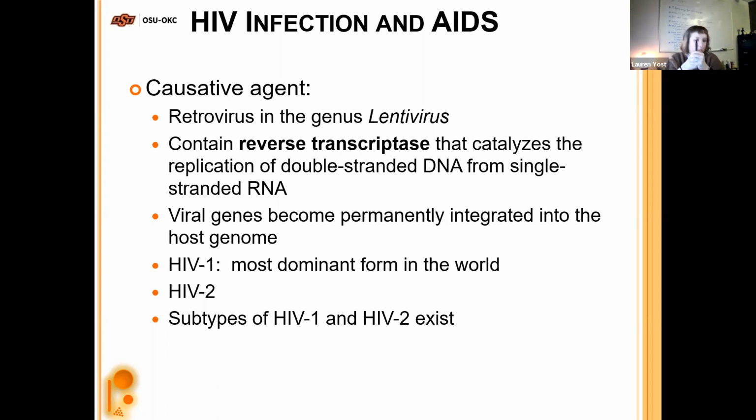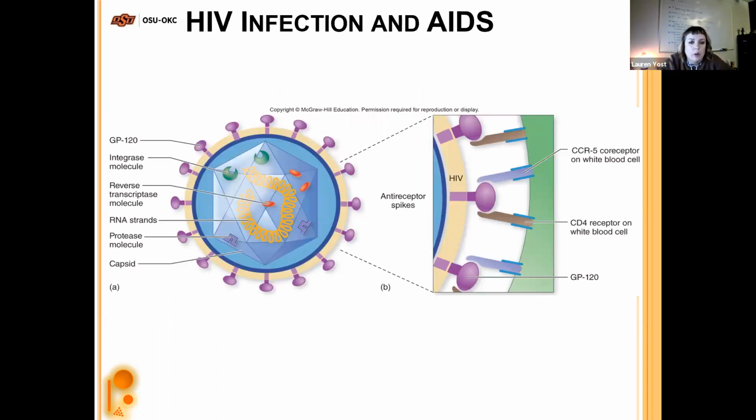HIV-1 is the most common form in the world. And then we also have HIV-2, and there are different subtypes of both of those. Important here is that HIV itself will interact with a CD4 receptor on a white blood cell, and also interact with a CCR5 co-receptor. Co-receptor means it's another receptor that it needs to interact with in order to get into cells. That is how HIV gets in, thanks to the spikes on the outside of HIV, the GP120 spikes.